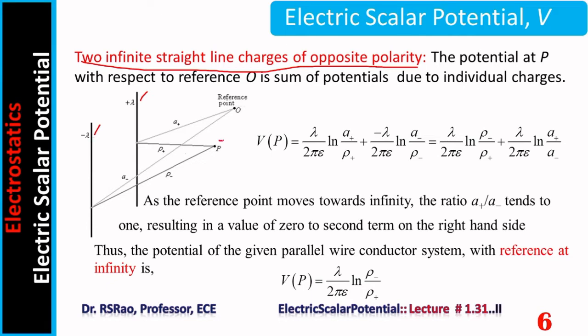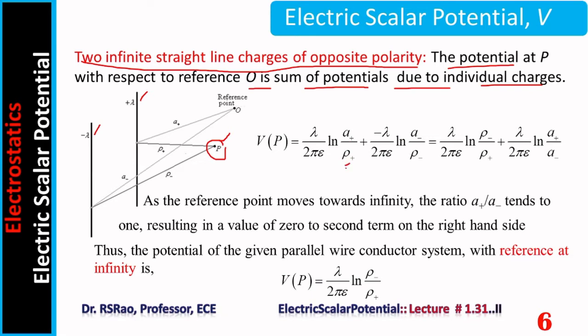We are interested in finding the field intensity at point P. The reference point is O. The potential obeys the superposition principle. Therefore, the potential at P due to this charge distribution is the sum of potentials due to individual charges. So the potential at P with respect to the reference is the sum of the potentials due to individual charges.